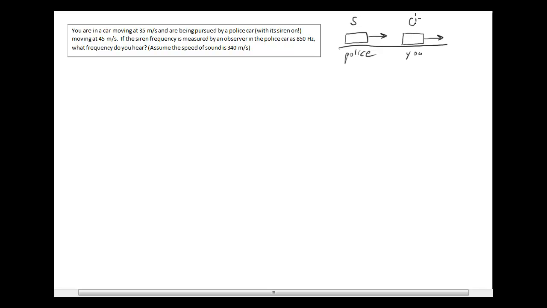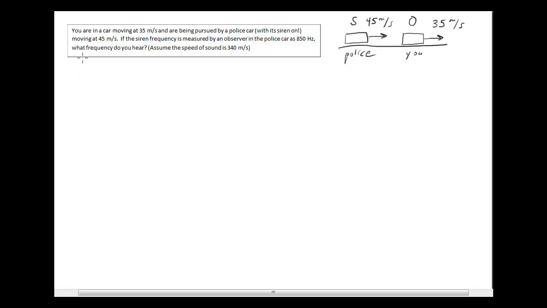You are the observer, and you're moving, of course, with a speed of 35 meters per second, being pursued by the police car at 45 meters per second. And we worked out in class at one point the conversion factor between meters per second and miles per hour, and it's a little more than 2. So you, as the observer, are going upwards of 70 miles an hour, probably closer to about 75, and the police car is almost moving at 100 miles an hour. So this is a high-speed chase.